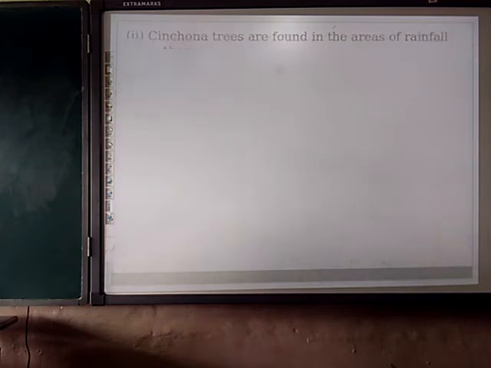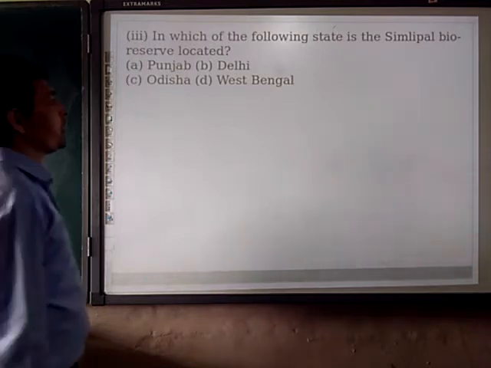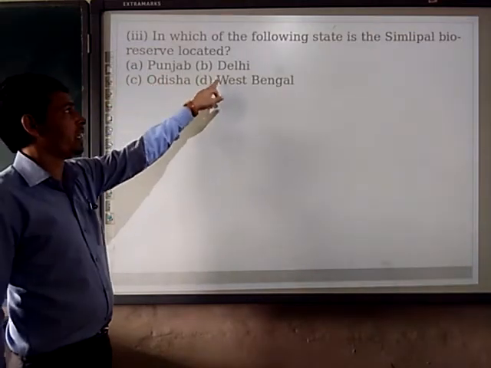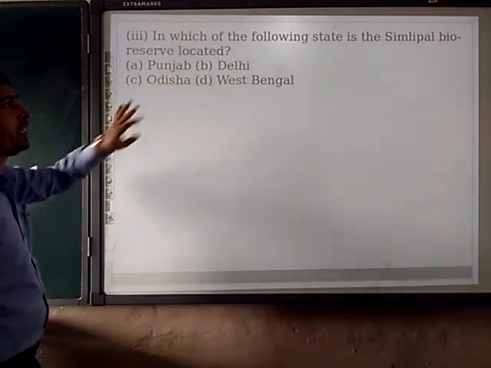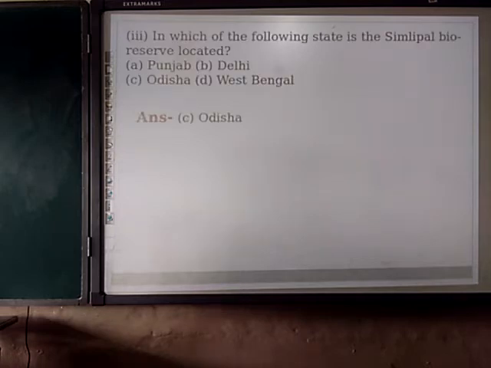Next, question number 3. In which of the following states is the Simlipal biosphere reserve located: Punjab, Orissa, Delhi or West Bengal? It is present in Orissa. So Simlipal biosphere reserve is present in Odisha.